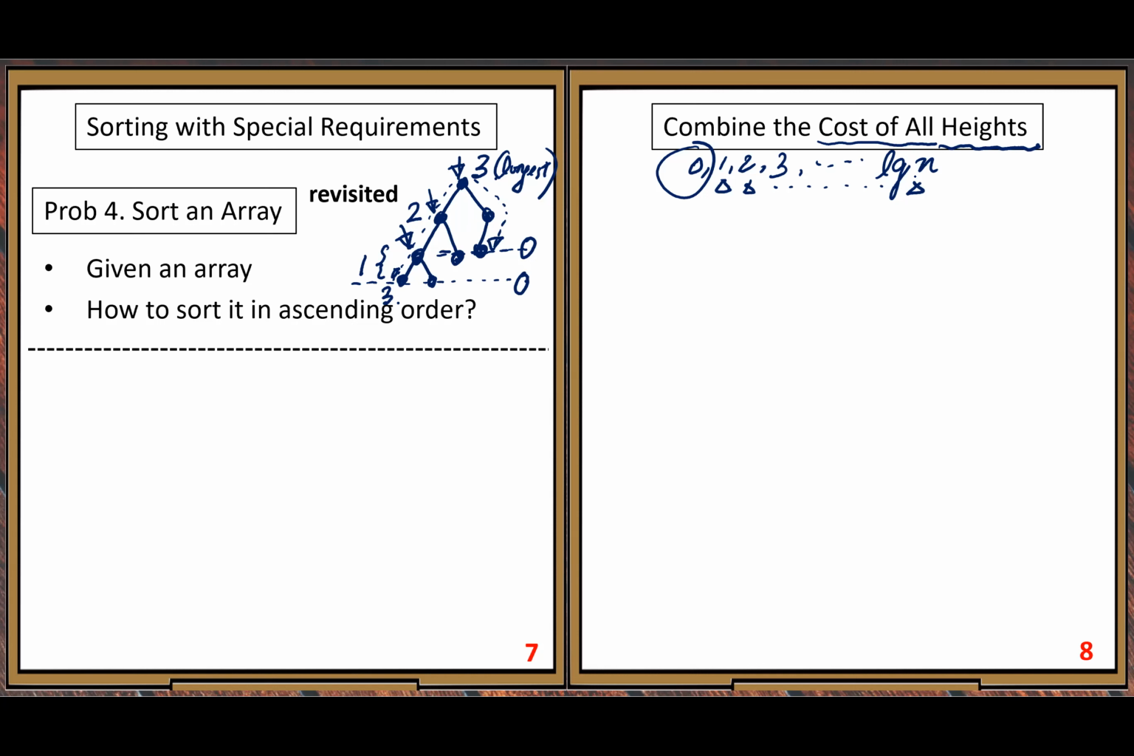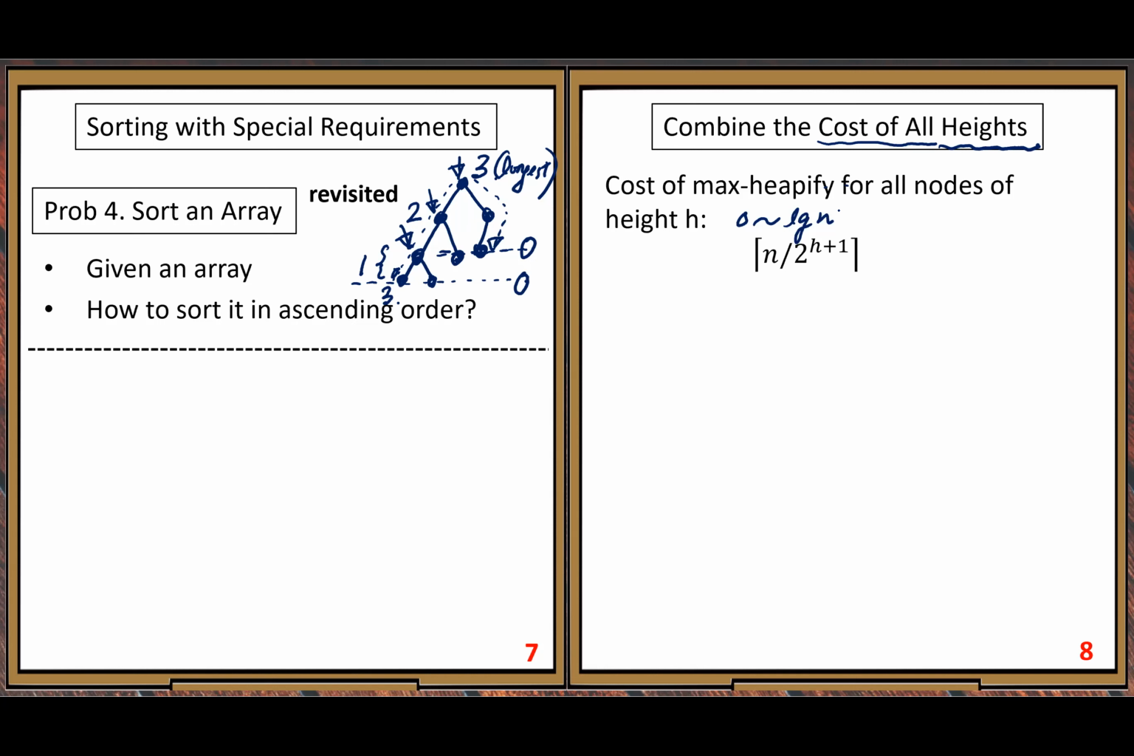With that background, we can consider the total cost. Let's start with the height number, from the ground level, height 0. The cost of max heapify for all nodes of height h. So this h goes from 0 through log of n.